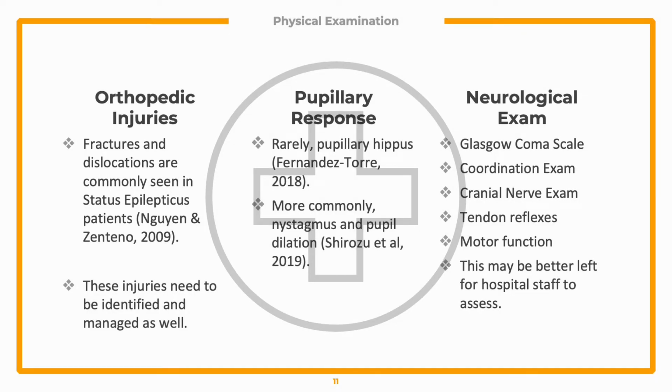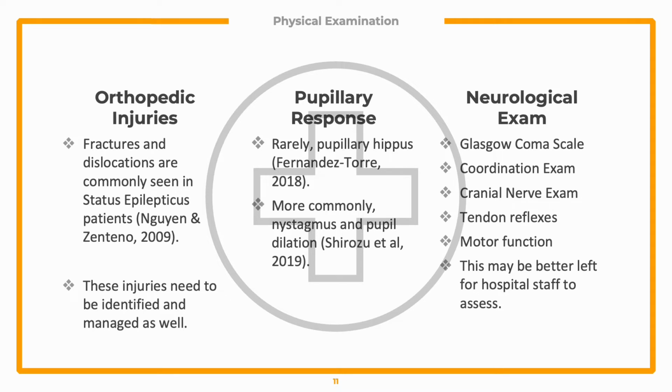Whilst the physical examination of the seizure patient is used to identify the clinical features found, there are other things to identify in these patients. A physical examination should be conducted whilst managing these patients to identify any injuries that the patient may have sustained during the seizure. Nguyen and Zentino in 2009 identified that along with common bruises and abrasions, fractures and dislocations are highly prevalent in patients who have seizures. These injuries need to be identified and managed along with the management of the seizure.